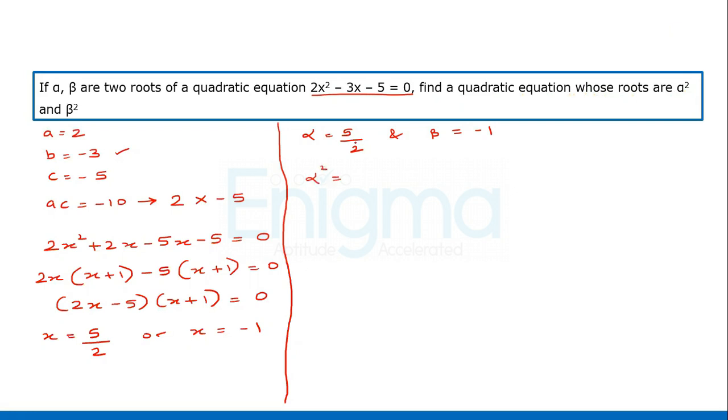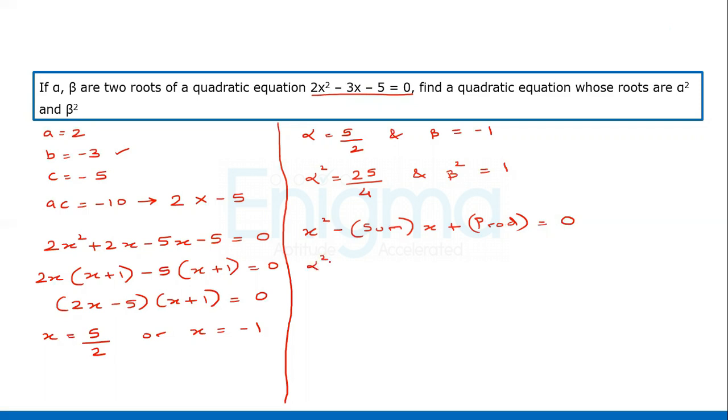So alpha square will be (5/2)², that is 25/4, and beta square will be 1. Now, to get a quadratic equation from roots, the standard form is x² − (sum of roots)x + product of roots = 0. So let's find out the sum of roots here.